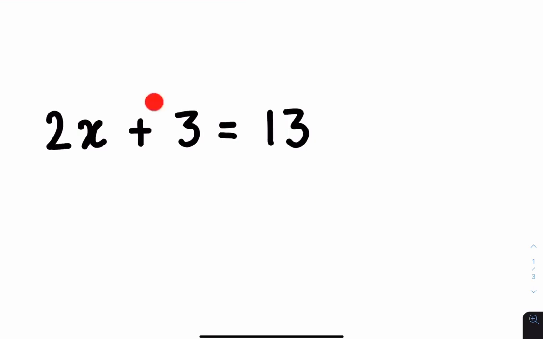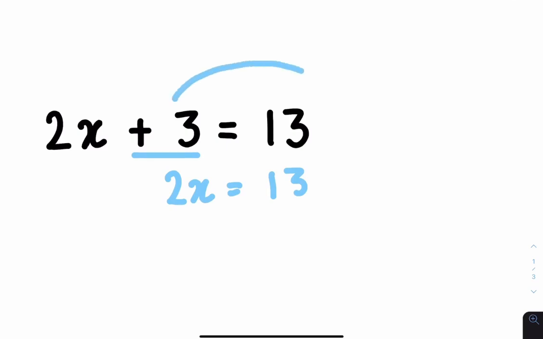When you move this plus 3 to the other side, it becomes the opposite, which is minus 3. So we're left with 2x equals 13. Then when you move this over, remember, the opposite happens. So the plus 3 becomes a minus 3. So you're left with 2x equals 13 minus 3, which is 10.